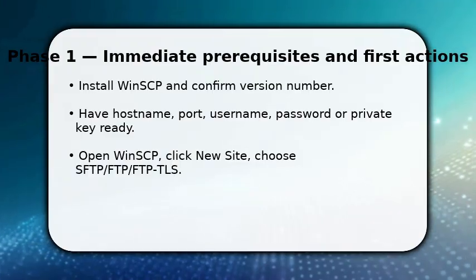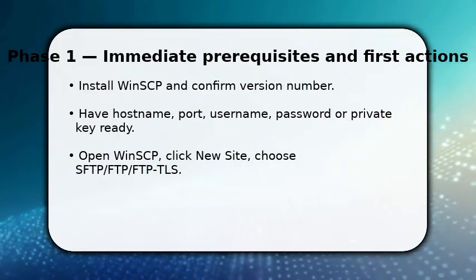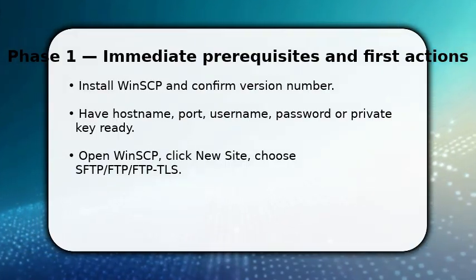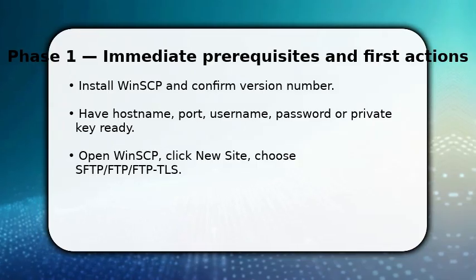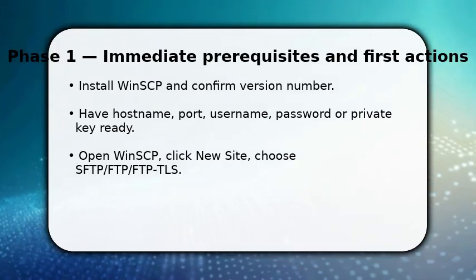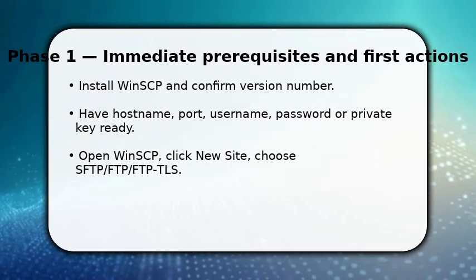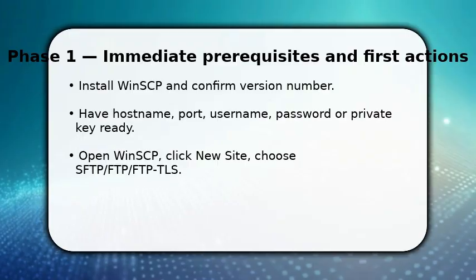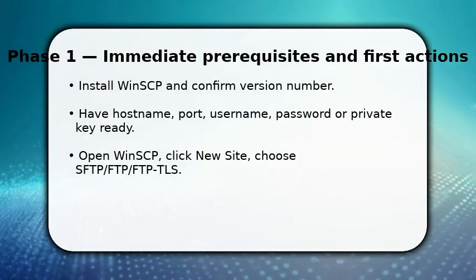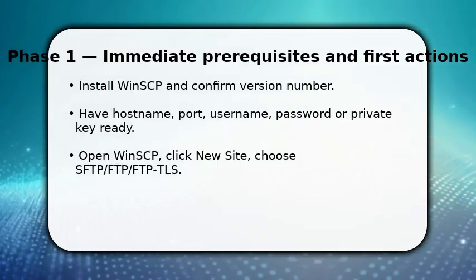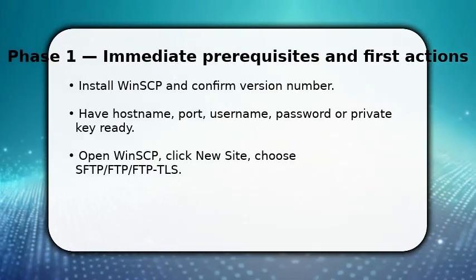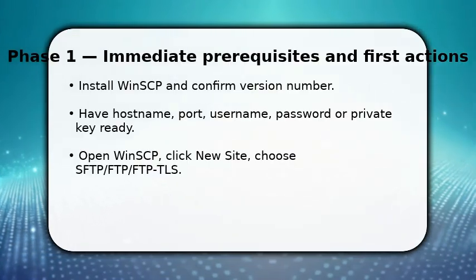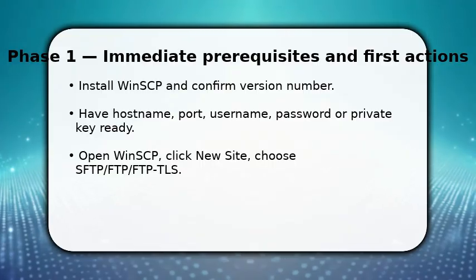You begin by preparing credentials and choosing protocol because correct transport avoids connection errors. Once ready, open WinSCP and click New Site, enter the host name and port, then type the username. If you use password auth, paste it now. If you use a private key, point to the PPK file. Make sure to select SFTP for SSH servers. Save the site with a clear name so you won't repeat this setup later.